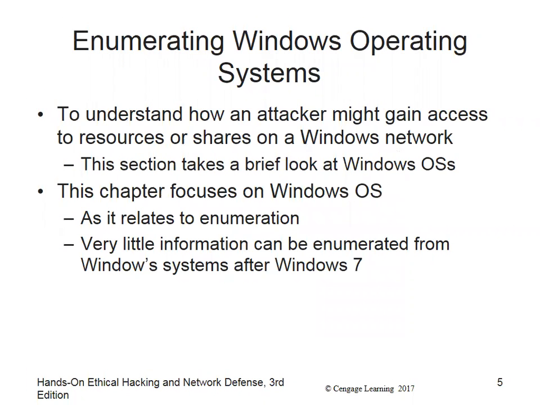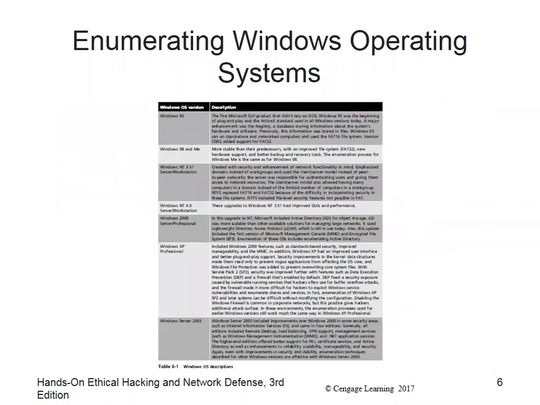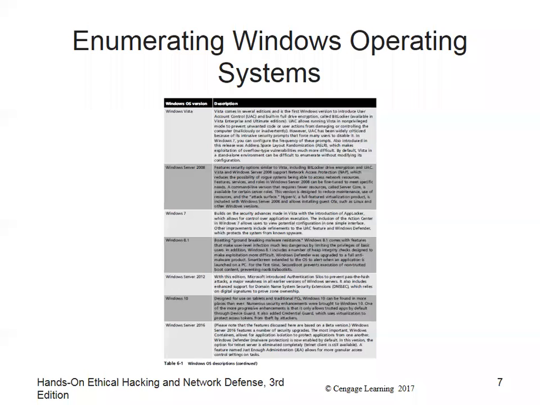The reason we want to do enumeration, like I said, is to understand how we're talking about gain access. It really talks a little about Windows, and it talks about some of the different stuff you can see, and that's what we're covering in this chapter. I'm not going to go over that. You can read the different OS descriptions if you like.